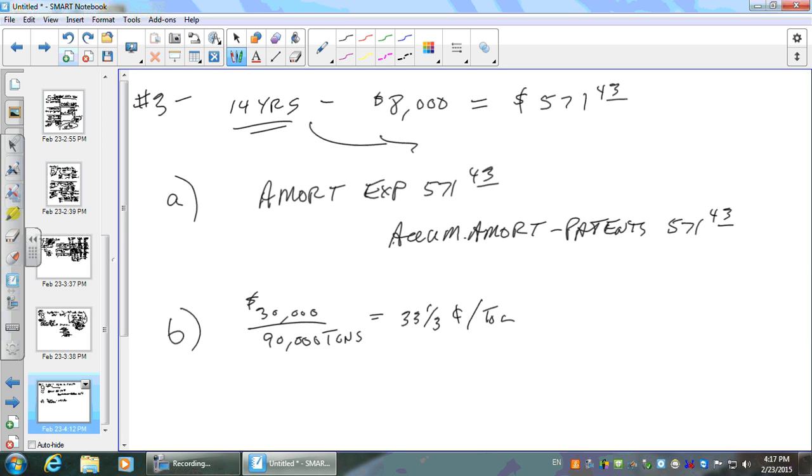During 2012, 10,000 were extracted. So what's a third of it? So it's a third of the 30,000 or 10,000, right? Did I say that right? No, it's 1/9. 1/9, 10,000 out of the 90,000. So 1/9 of it. So you can take 1/9 of the 30,000, or just take this times 10,000 tons. And how much are we going to have for expense in this period? 3,333.33, right? That's what it is, isn't it?